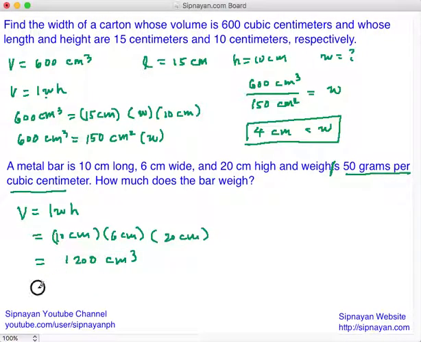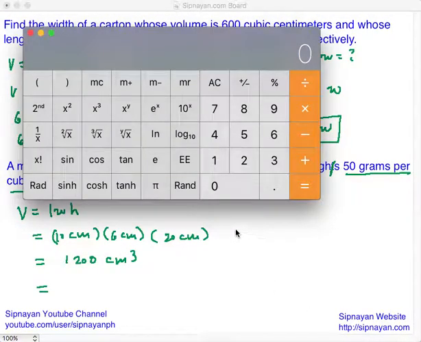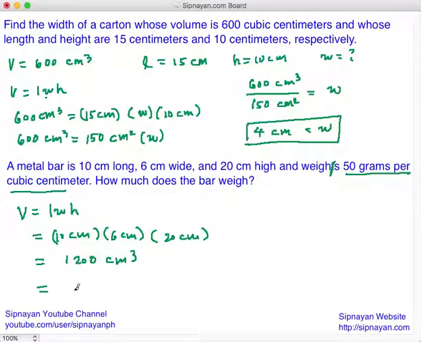It looks like this metal is heavy. What kind of metal is this? So, 1,200 times 50 grams, that's 60,000. So, the volume is 1,200 cubic centimeters, but what is asked is the weight. So, weight is equal to the volume, which is 1,200 cubic centimeters, times 50 grams per cubic centimeter. So, the cubic centimeters cancel, and grams is left, which is the correct unit for weight.